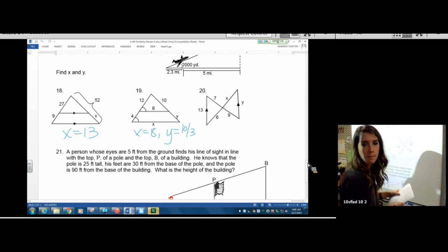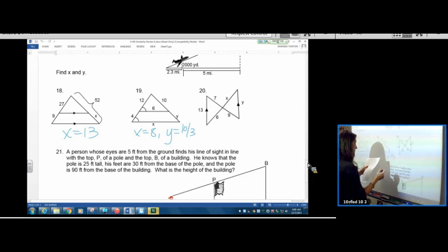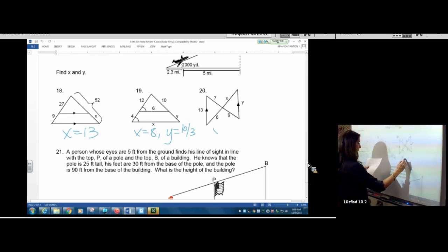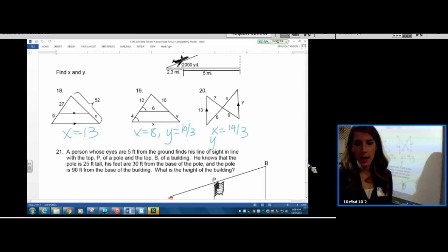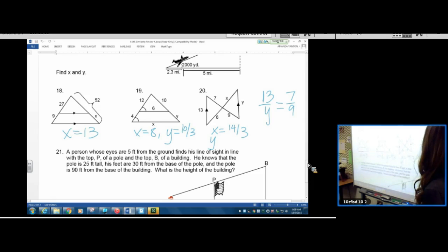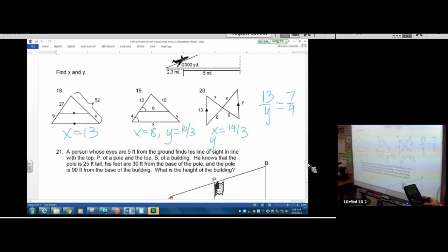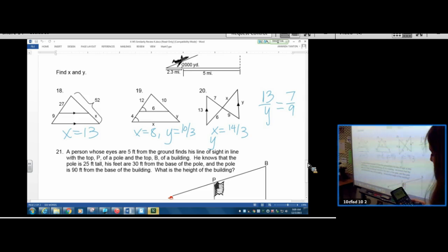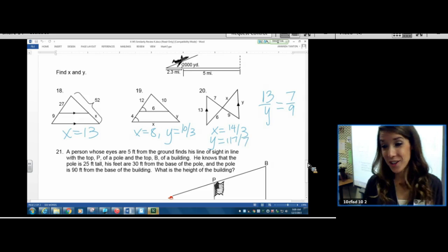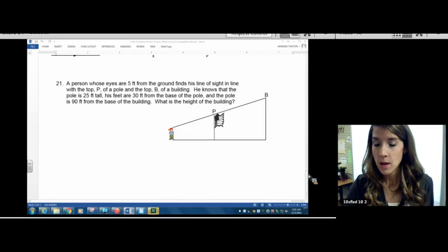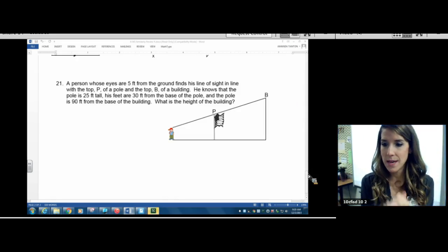Yes? And on number 20, x is 14/3. And y, 13 is to y as 7 is to 9. You might have ugly fractions on your test, just warning. 13 times 9 divided by 7, ugly answer. Math, enter, enter. 117/7. Okay, guys, 21. Big deal right here.